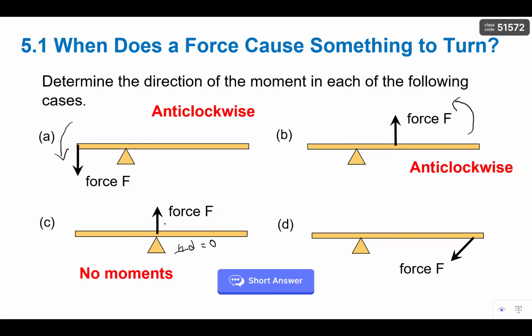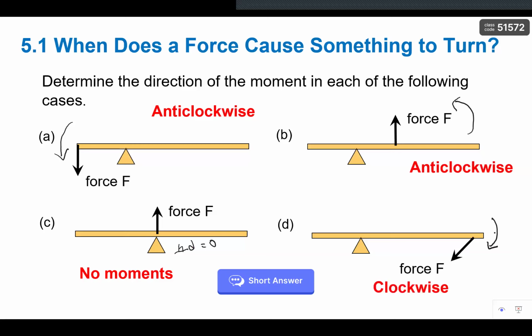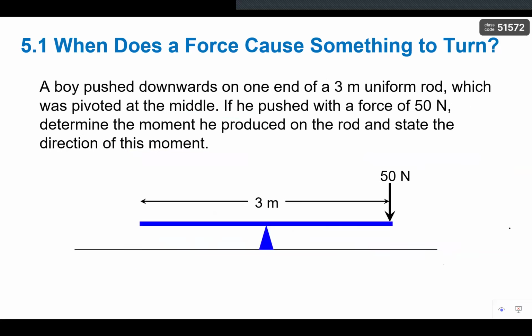Okay, and then next I have this force over here. So this will actually cause the rod to turn in this way, which is a clockwise moment. Okay, then let's take a look at an example where I combine both the magnitude and direction together.